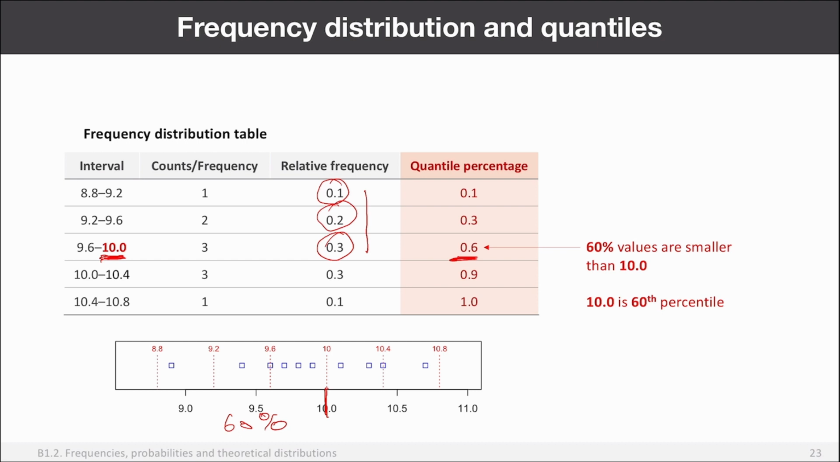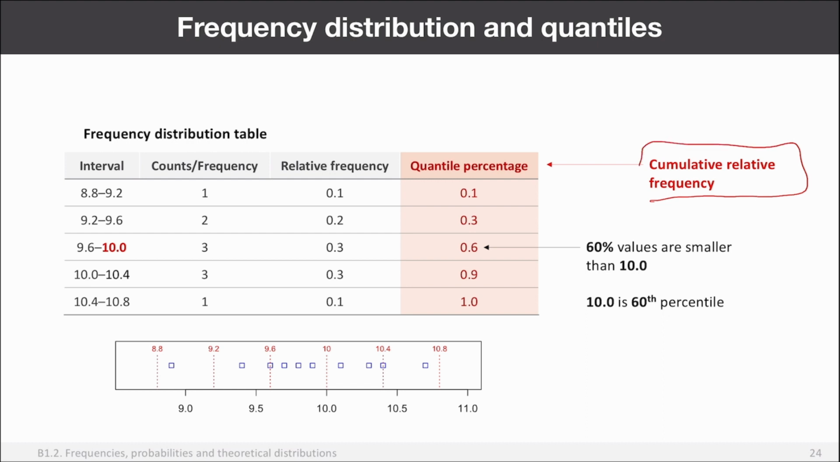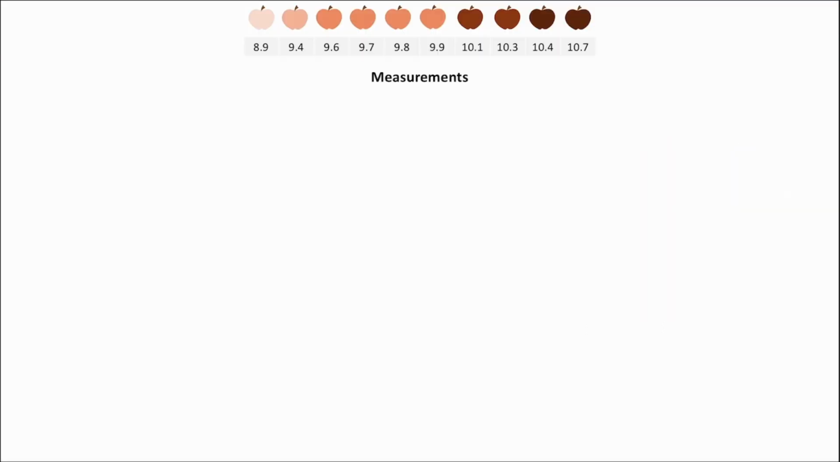So we accumulate relative frequencies in order to compute quantiles, in order to compute percentiles. So this is the relationship. Frequency tells you the percentage of values you have within each interval, while the percentile or quantile tells you how many values you have up to this interval. So it's a kind of accumulated value, and that's why we will call this a cumulative relative frequency. So instead of percentile or quantile, we will call it cumulative relative frequency.